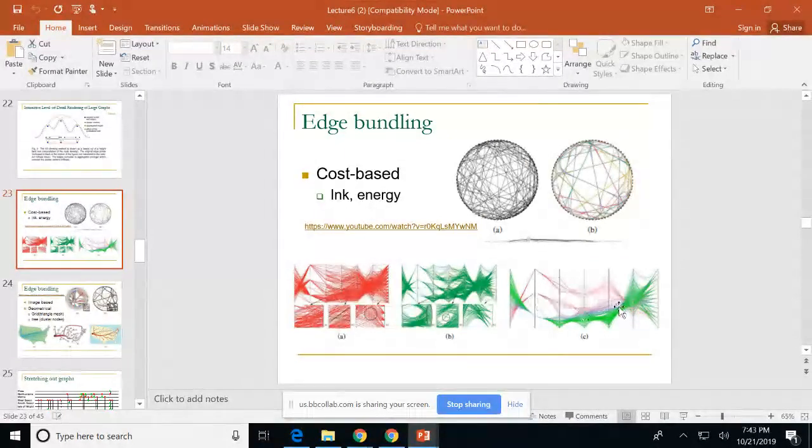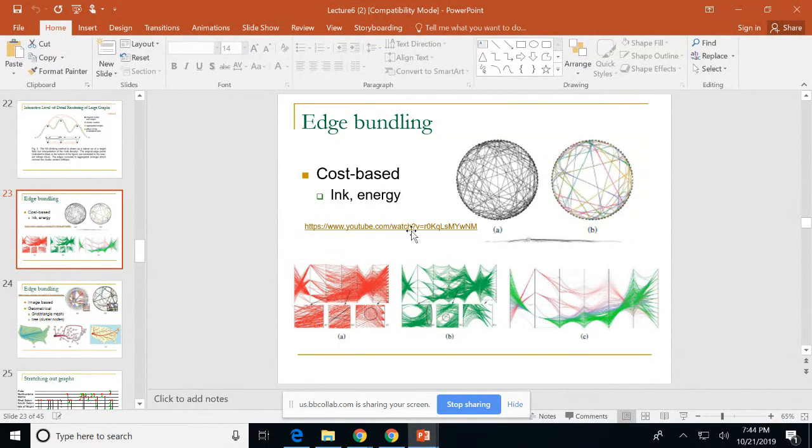Also notice at the bottom right corner, C, that's a parallel coordinate plot. So you can apply the same techniques that you would apply for a graph to a parallel coordinate plot: you bundle edges together. In other words, get rid of that hairball. They both suffer from the same problem: lots of intersections potentially.